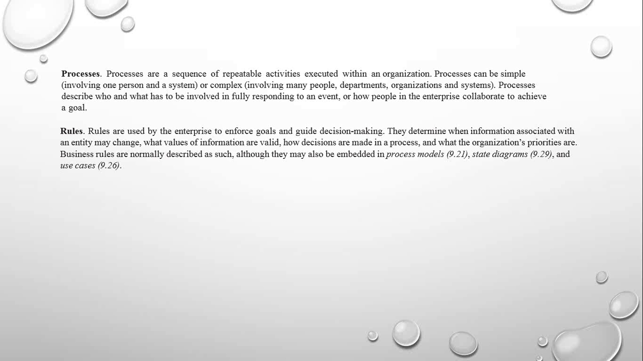Rules are used by enterprise to enforce goals and guide decision making. They determine when information associated with an entity may change, what values of information are valid, how decisions are made in a process, and what the organization's priorities are. So rules could be any protocol which you want to enforce in the organization.